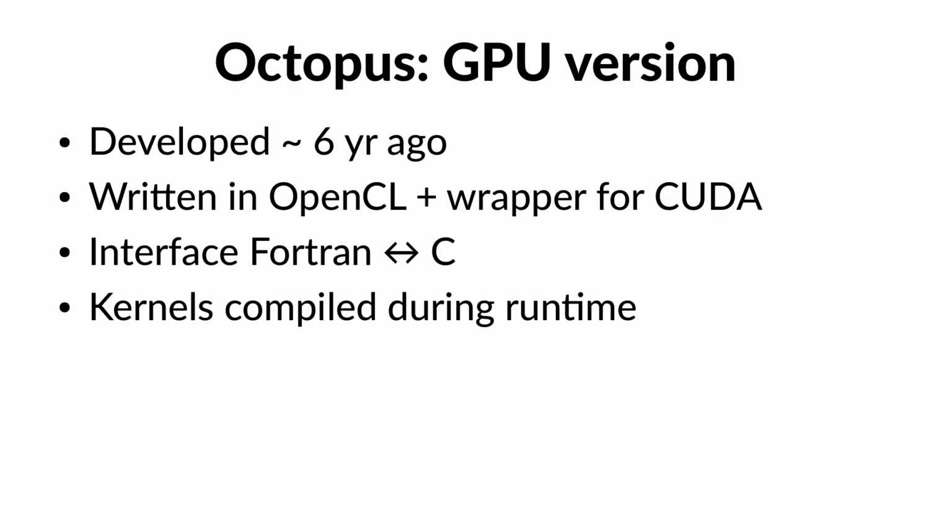The GPU version of Octopus was developed maybe 6 years ago or so. It is written in OpenCL, there's a wrapper for CUDA, and nowadays we mostly use the CUDA wrapper. It's used in an interface from Fortran to C, and it uses the driver API of CUDA, and then kernels are compiled during runtime. And in this way you can more or less easily use it from Fortran as well. And then we have several basic code where we then have the kernels running on the GPU.